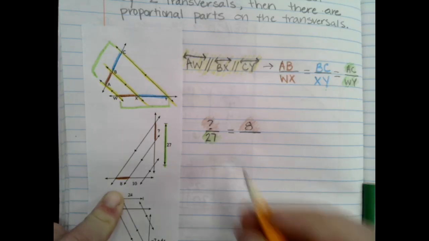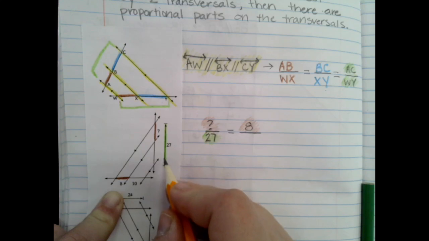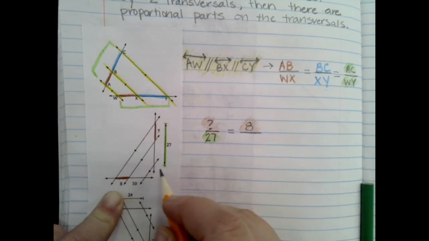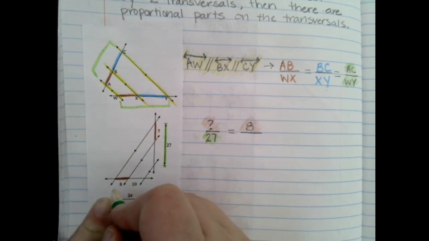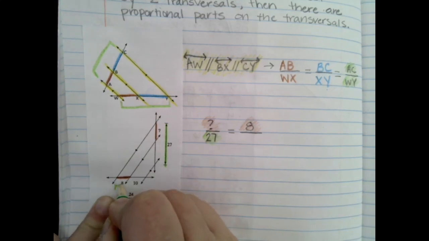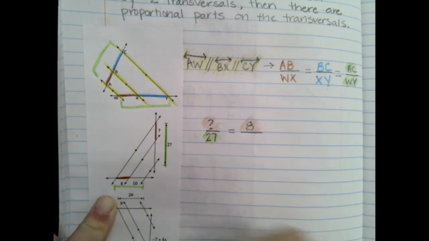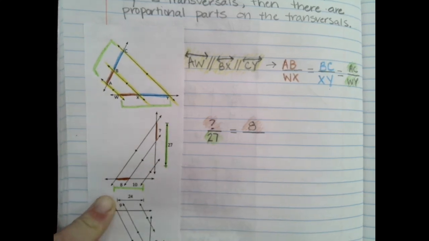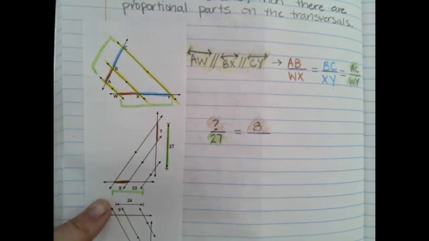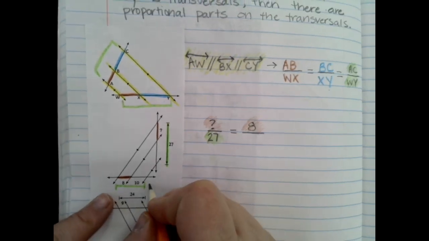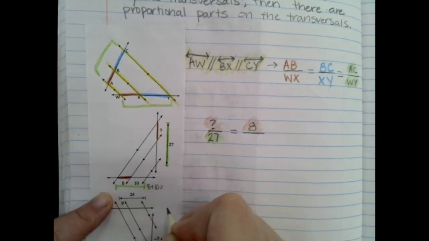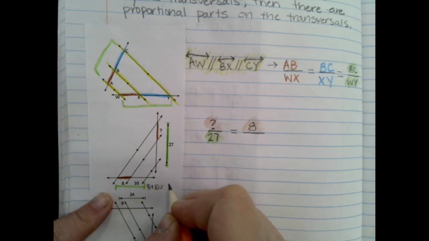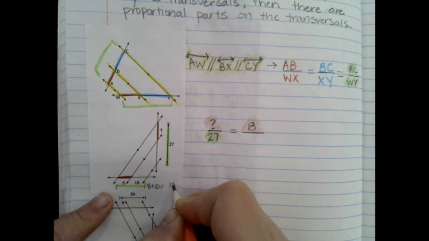But then for the 27, it's the whole length. That's what those little lines mean. It means from here to here. So for the bottom part there, we need the whole length, all the way across, which we have 8 and 10. So together that would be 18.